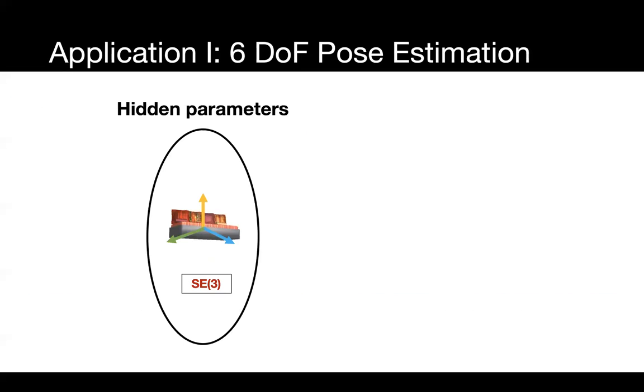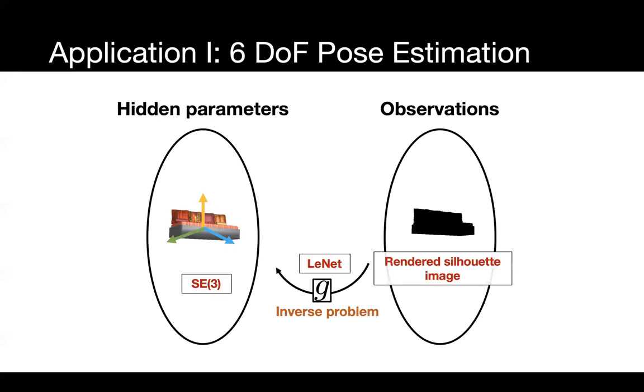We apply our approach to 3 different tasks. The first one is 6-DoF pose estimation. The goal is to estimate the rotation and translation of the object from rendered silhouette images. We adopt PyRender as our forward process rather than those differentiable renderers, as it's faster and because we do not need to backpropagate through it.